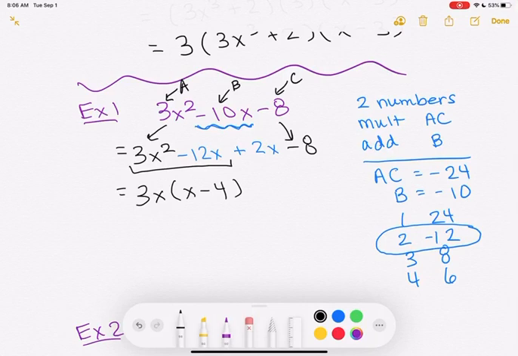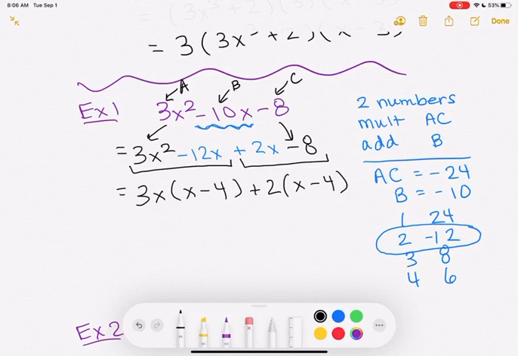Now, plus this second set, my second group, they have a common factor of 2. And if I have 2 and I'm trying to get to 2x, I'm going to multiply by x. If I have 2 and I'm trying to get to negative 8, I'm going to multiply by negative 4. And here, you'll see that they do have that common factor.